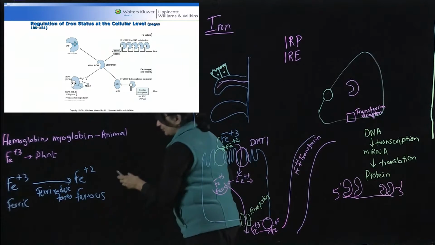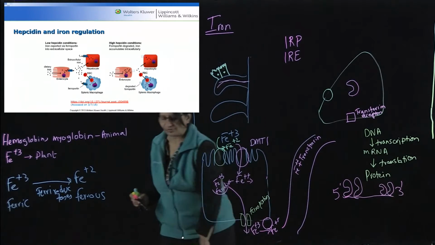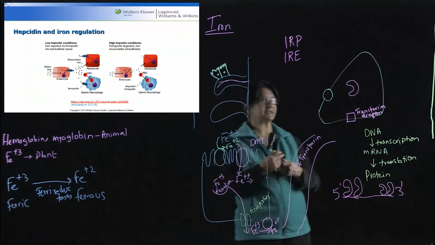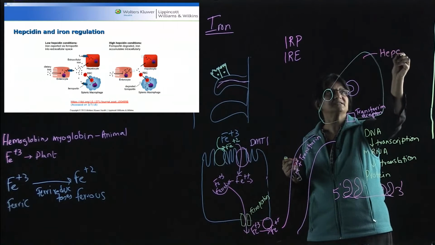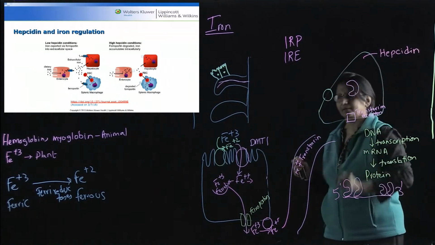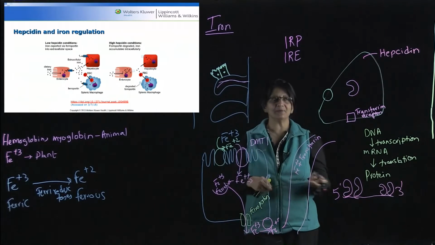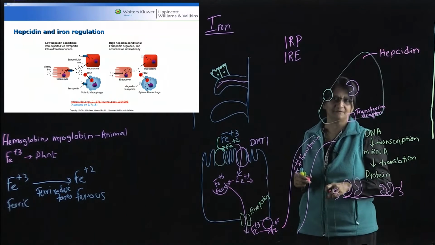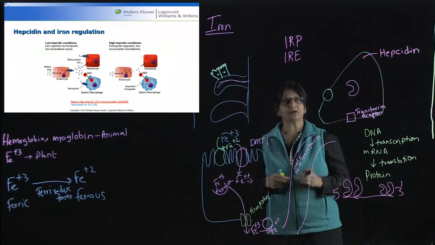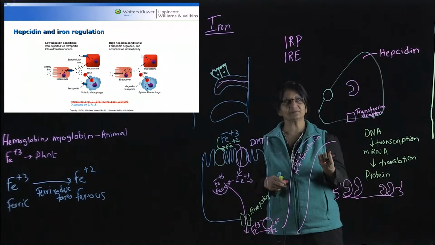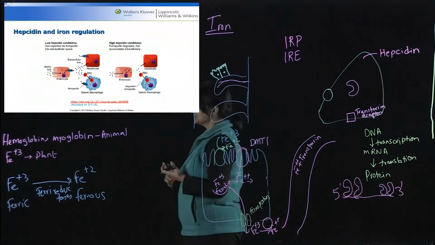Another protein that is important in regulating iron status is called hepcidin, and this protein is primarily produced in the liver. So the liver is the one that produces this particular protein, and the question then becomes, under what circumstances is hepcidin produced and what does it do?